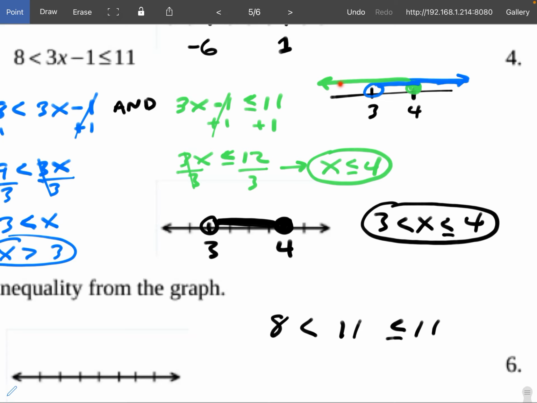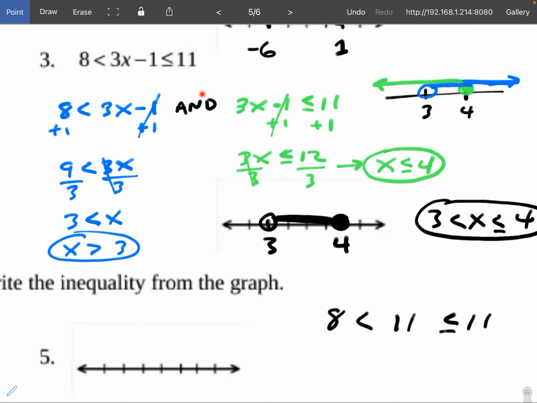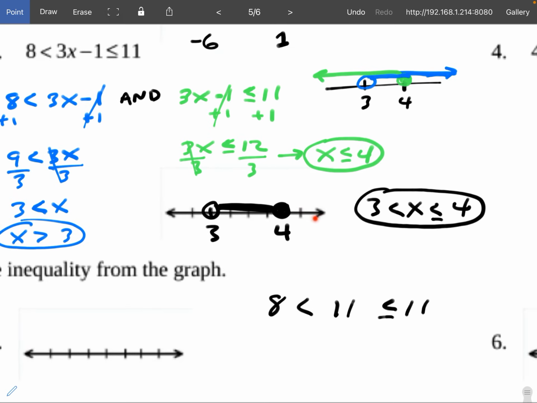What about if you picked a number over, give me a number over here somewhere. 2. Well, 2 will work for the green one, but it won't work for the blue one because 2 is in the green shaded region. So 2 will make this one true. But we're trying to make this one true and this one true at the same time. So 2 will not do that. 2 will only make the green one true.